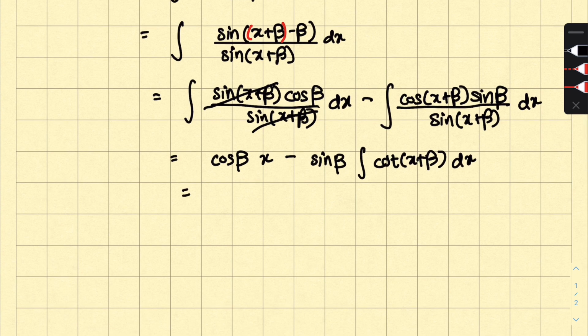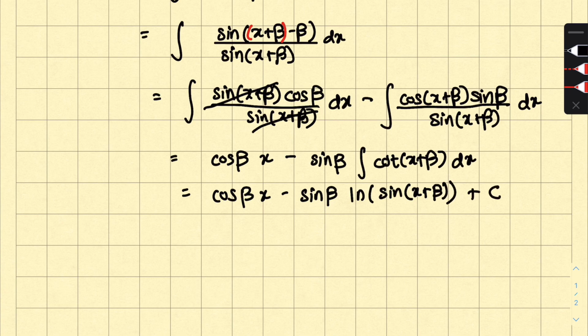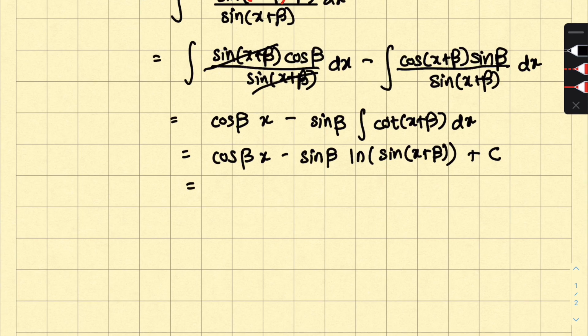Well, the cotangent of something linear, you can look at your formula sheet, or it's just a simple derivation. You use some u sub and you'll have a du over u form. You should conclude that this is natural log of sine of x plus beta. Don't forget the constant of integration, which is probably the most important thing in this video.